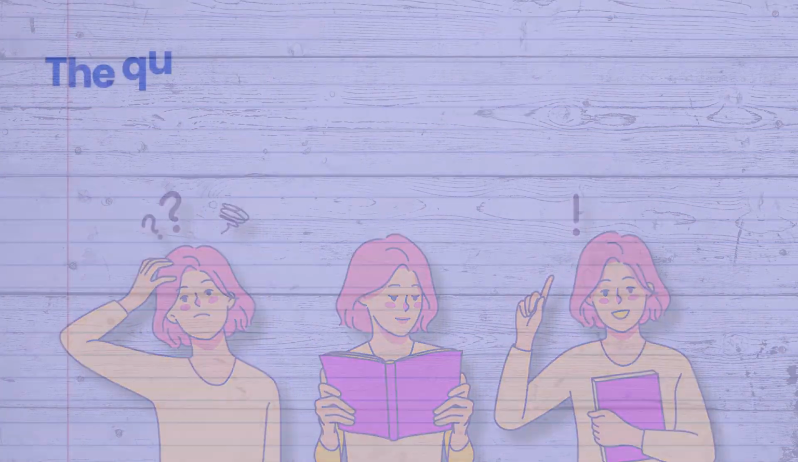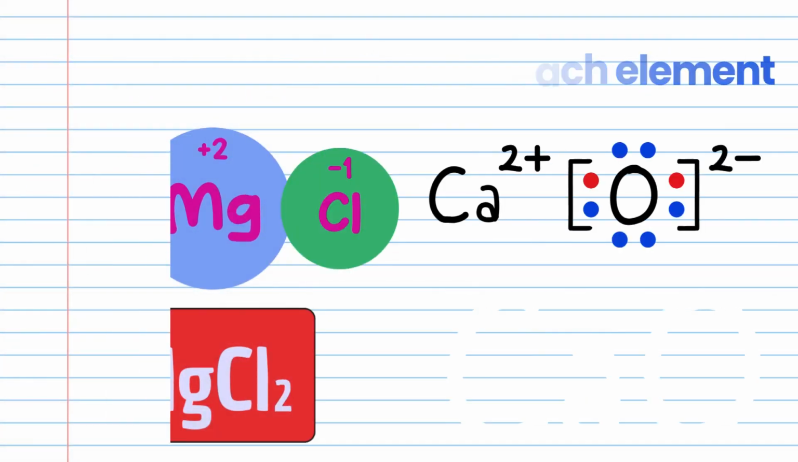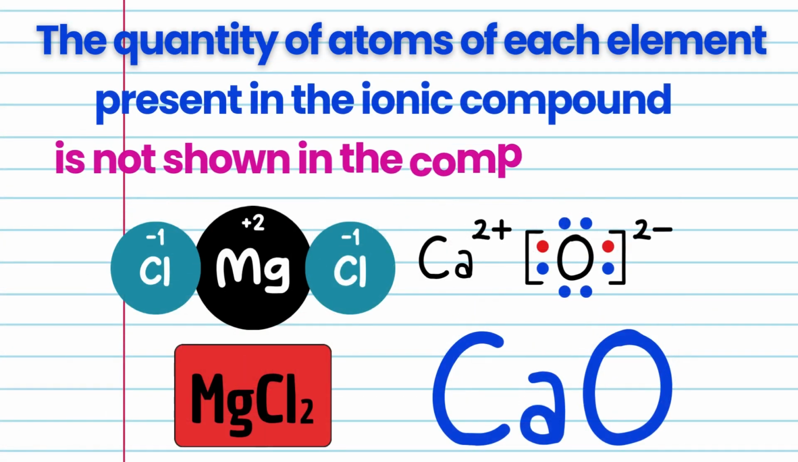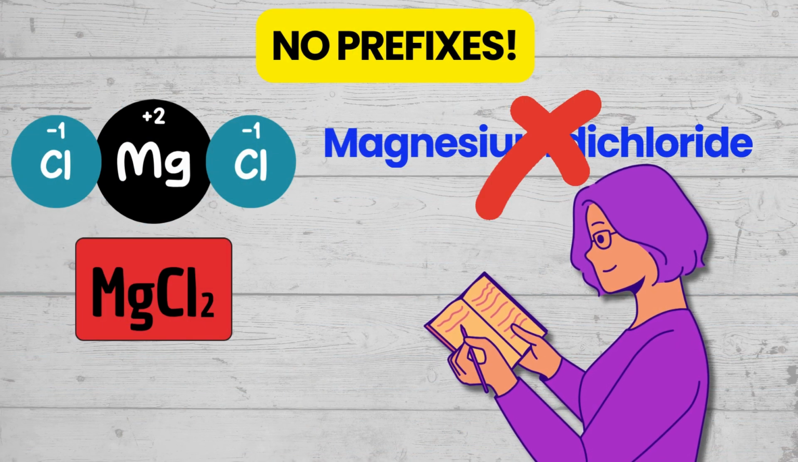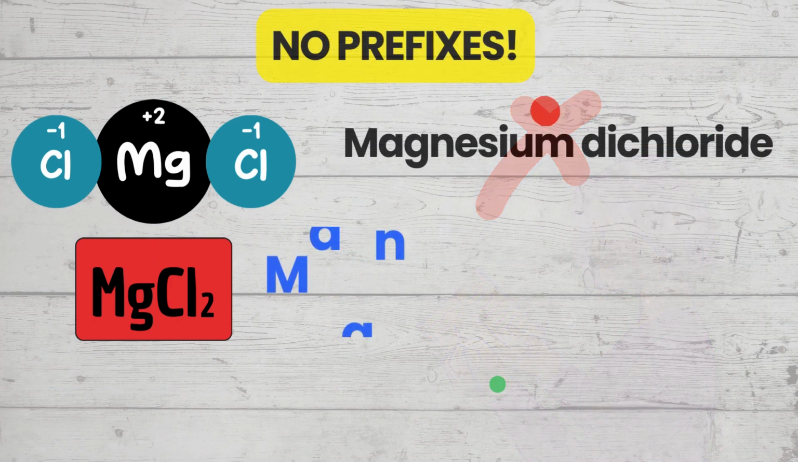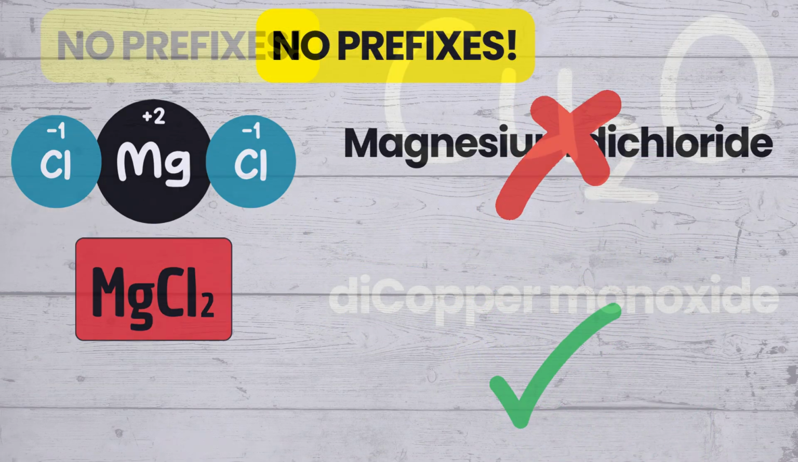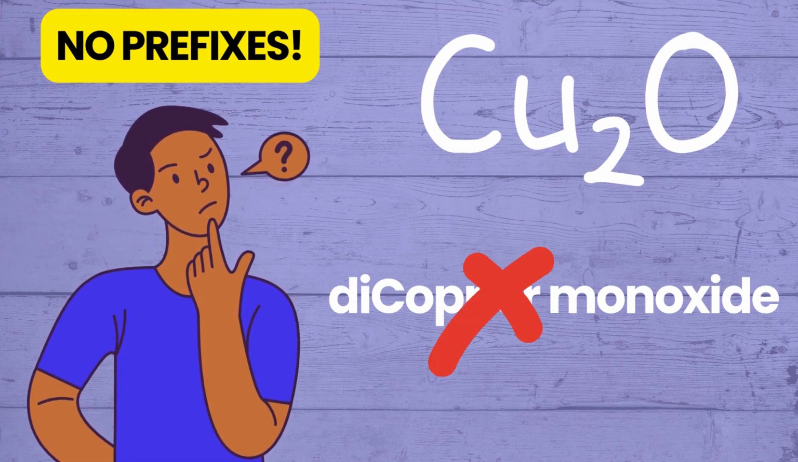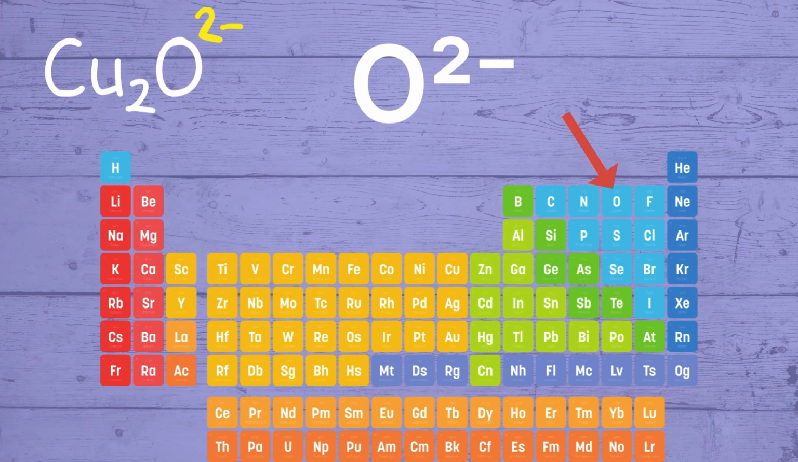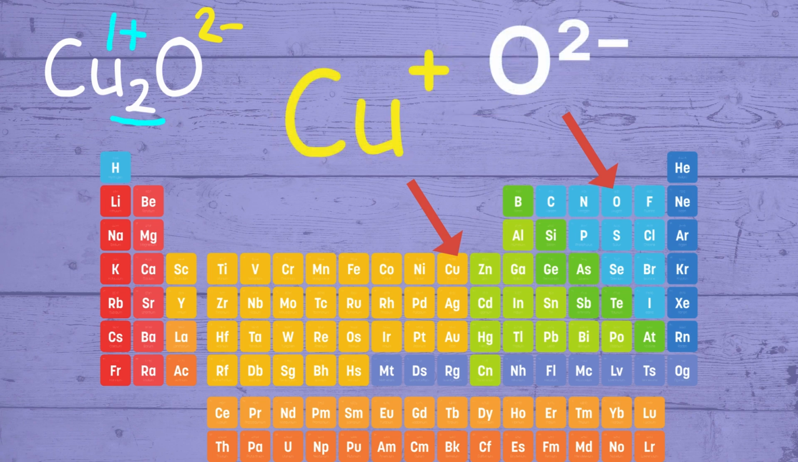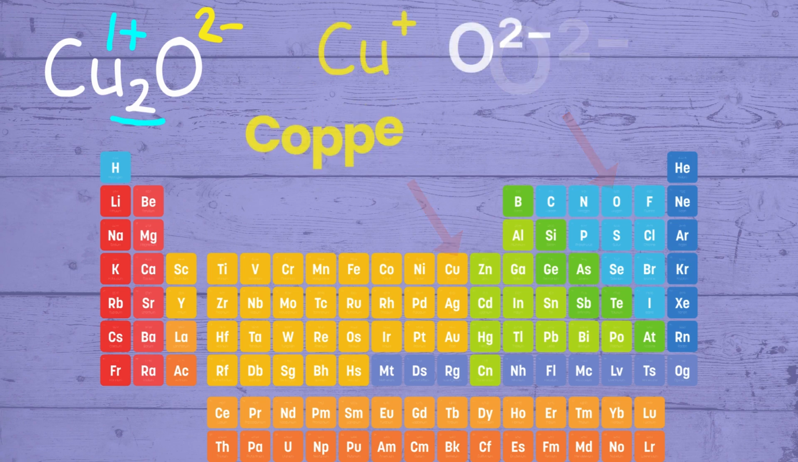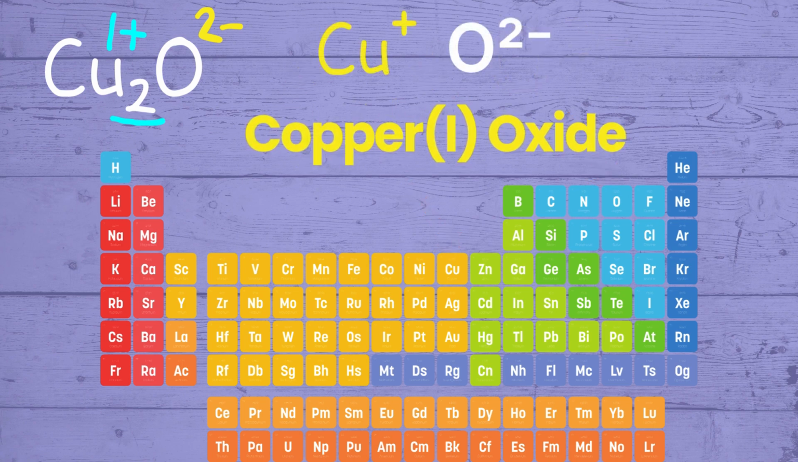Tip 6. The quantity of atoms of each element present in the ionic compound is not shown in the compound name. For instance, MgCl2 is not magnesium dichloride. It is magnesium chloride. Cu2O is not dicopper monoxide. Here, the oxygen ion has a charge of 2−, and there are 2 copper ions. So to balance the compound, the charge of each copper ion should be 1+. So the name is copper (I) oxide.